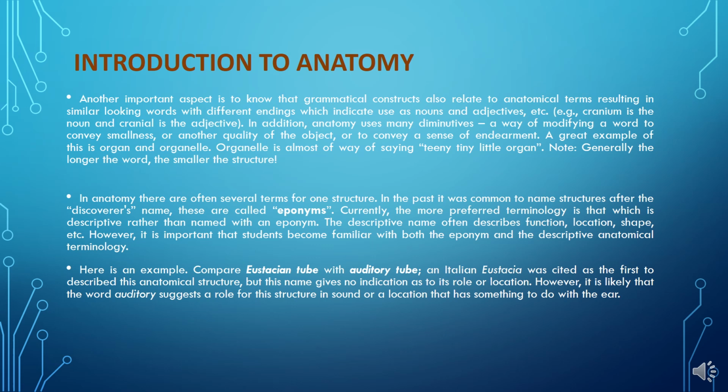However, it is important that students become familiar with both the eponym and the descriptive anatomical terminology. Here is an example. Compare eustachian tube with auditory tube. An Italian, Eustachio, was cited as the first to describe this anatomical structure, but this name gives no indication as to its role or location. However, it is likely that the word auditory suggests a role for this structure in sound, or a location that has something to do with the ear.